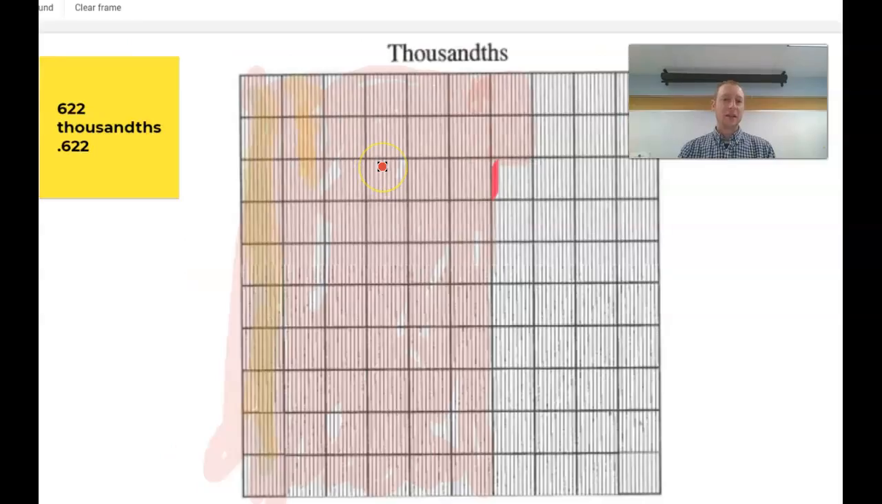Okay, so what do I have here? I've got 622 thousandths. I have 6 tenths, 1, 2, 3, 4, 5, 6, all the way down, 6 tenths. I have 2 hundredths, 1, 2, and then I have 2 more thousandths. So if we were to count up all the little thousandths that I shaded in, there'd be 622 of them, or we can break it up.